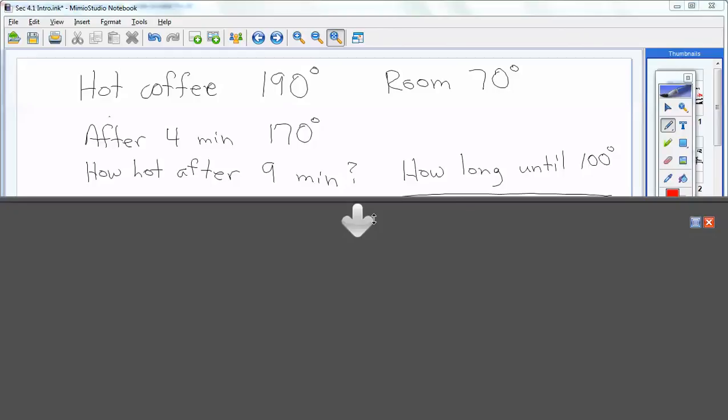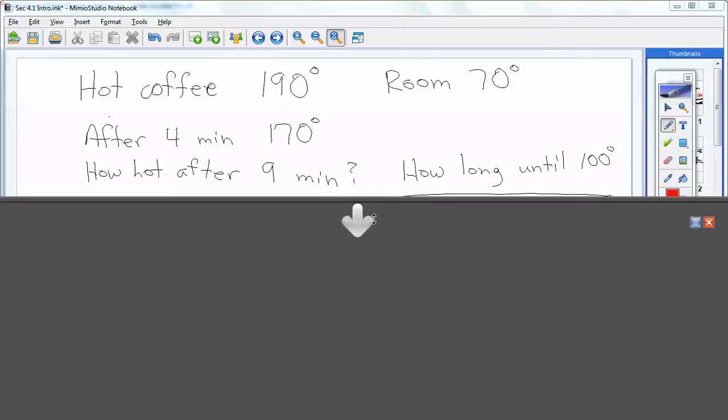We've got some coffee, 190 degrees to start. The room is 70 degrees. After 4 minutes, the coffee has gone down to 170 degrees. So what we want to know is how hot will that coffee be after 9 minutes? And we want to know how long it is going to take until it gets down to 100 degrees.